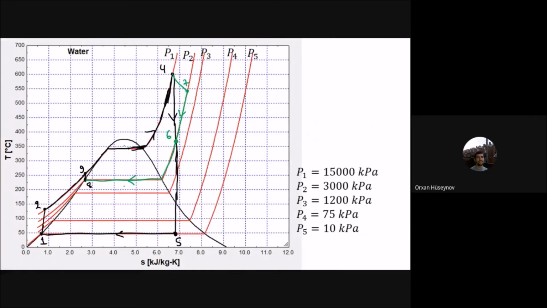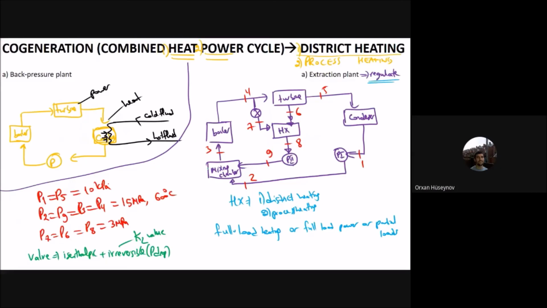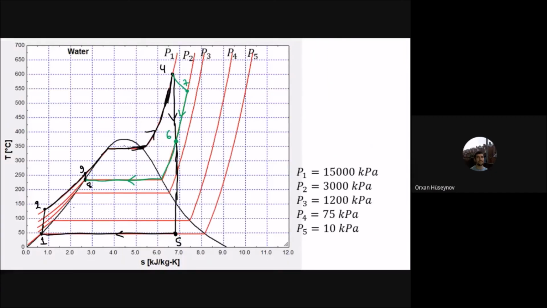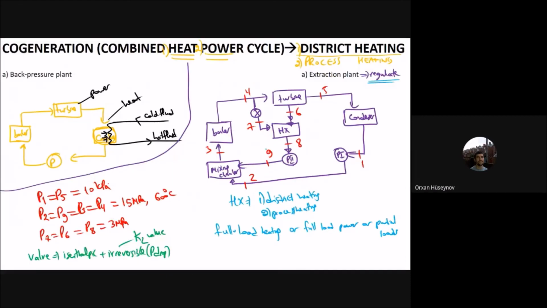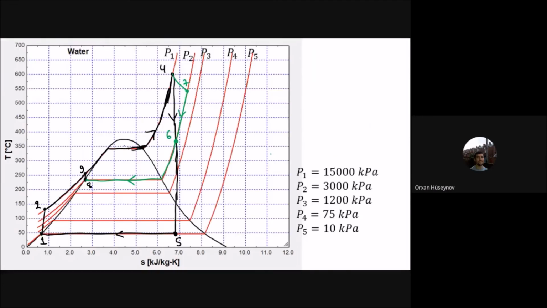So 1, 2, and now comes 3 here. You have 9, you have 2, and you have that 3. Now let's assume where the 3 is. 2 is there, and 9 is there. This one comes from the turbine, so it has more enthalpy, and this one has lower enthalpy. So 3 will be in between, because when you mix it, it will be more than that one and less than this one. So you will have 3 somewhere around here. And this is the general cycle for this process.